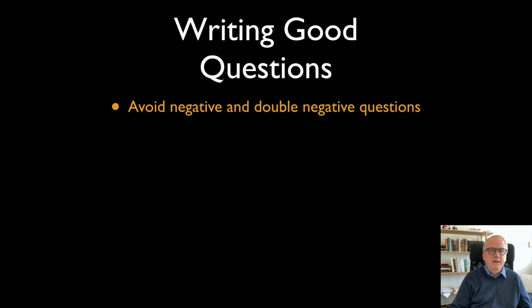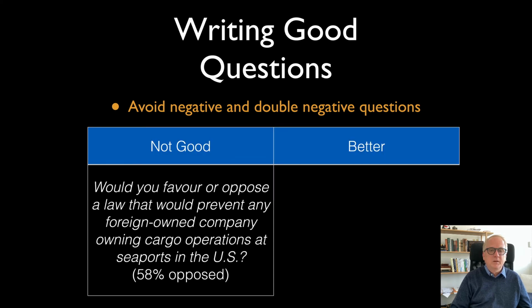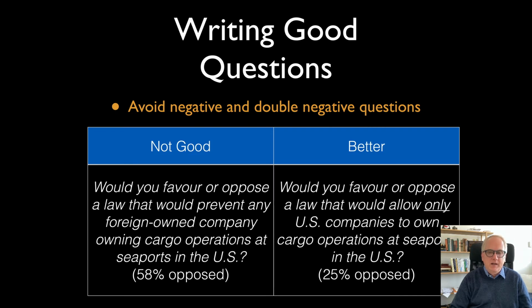You should also try to avoid negative and double negative questions. This kind of goes back to this idea that we just want to make sure our questions are as clear as possible. So here's a real question that was asked a few years ago. Would you favor or oppose a law that would prevent any foreign-owned company owning cargo operations at seaports in the US? Now, I notice that this question says, would prevent any foreign-owned company at seaports in the US. When that question was asked that way, with a negative in it, it was 58% opposed. So 58% of the respondents on that questionnaire disagreed with this or opposed that law. A better way, though, would be to get rid of the negative and turn it into a positively worded item.